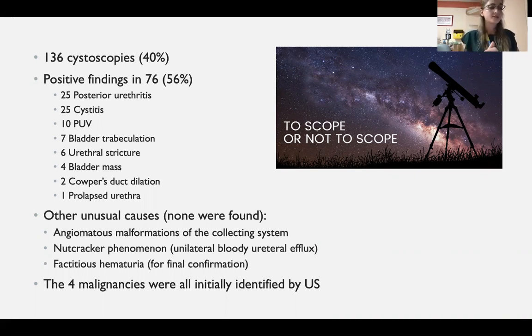This goes to say that cystoscopy should probably be reserved for persistent hematuria without etiology, or those with very obvious abnormal imaging. Oh, I'm sorry, and also other reasons that would justify cystoscopy would be angiomatous malformations of the collecting system, the Nutcracker phenomenon, and maybe factitious hematuria for final confirmation. We will go over these etiologies later in the presentation.